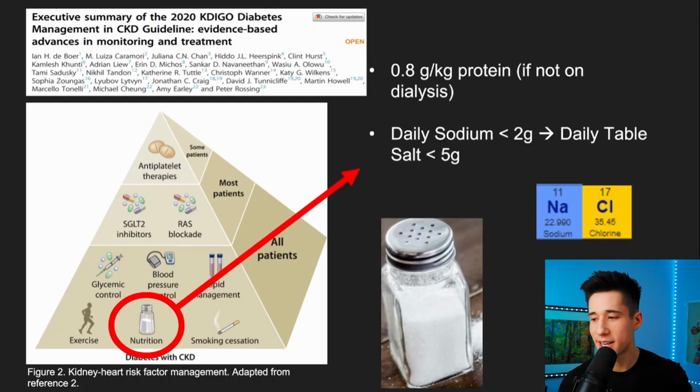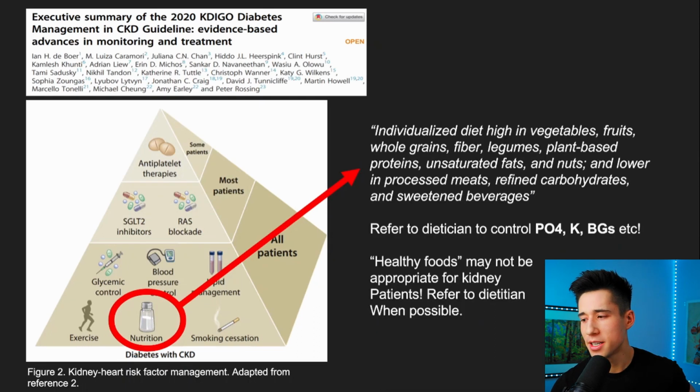Diet, let's talk about diet now. The diet that's recommended is a relatively low protein, low sodium diet. The dietary advice is pretty straightforward. I'll just read it out for you now. Individualized diet high in vegetables, fruits, whole grains, fibers, legumes, plant-based proteins, unsaturated fats and nuts, and lower in processed meats, refined carbohydrates, and sweetened beverages. So the dietary advice is pretty straightforward.